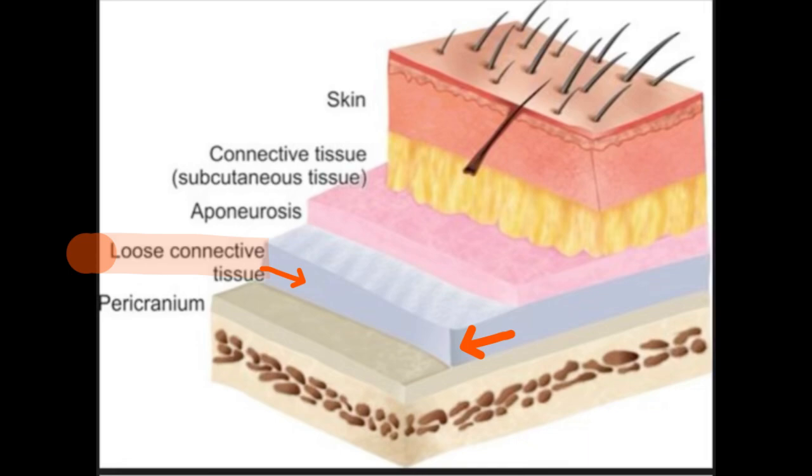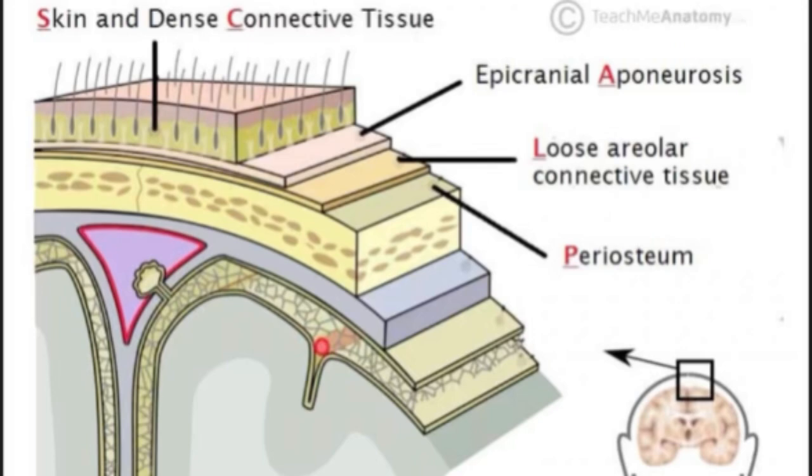And then, underneath that, we reach the periosteum. So, here are all the layers of the scalp. S stands for skin, then connective tissue, aponeurosis, loose connective tissue, and periosteum.